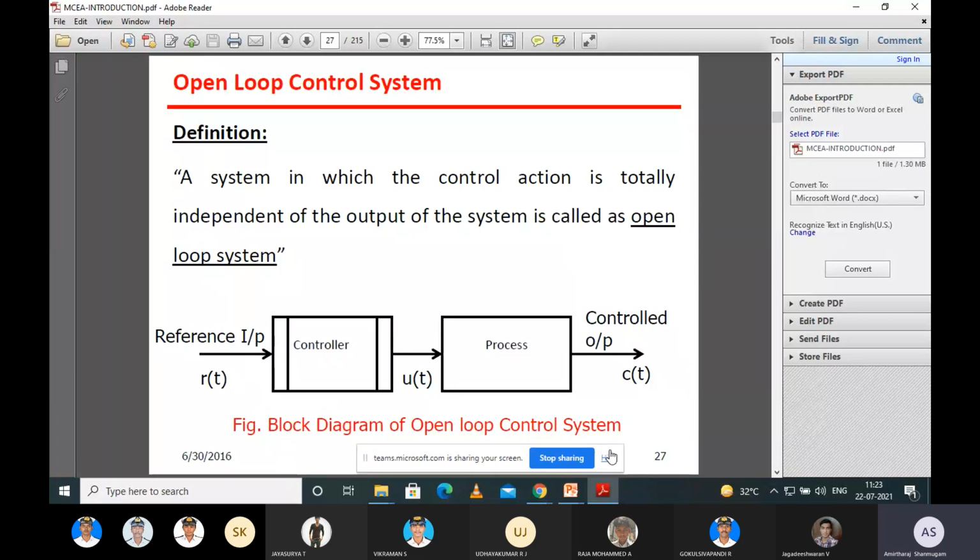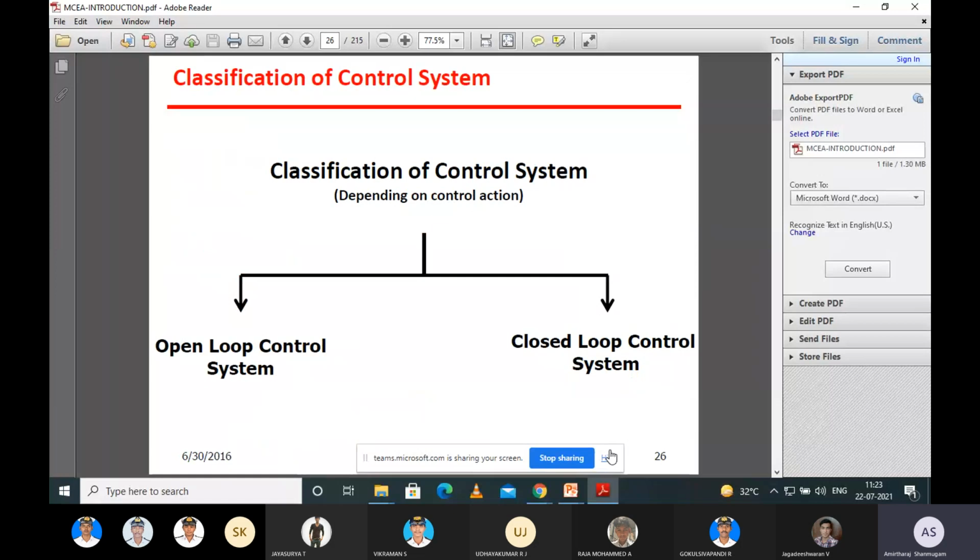So we also classify according to the control action. We classify like this: open loop control system and closed loop control system. We know generally what is an open loop control system and what is a closed loop control system, and some advantages and disadvantages. Now we need to move in depth with some proof.